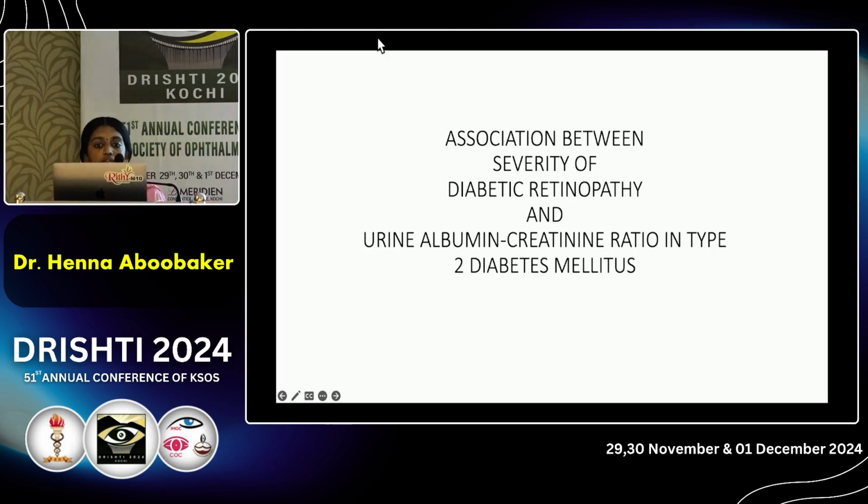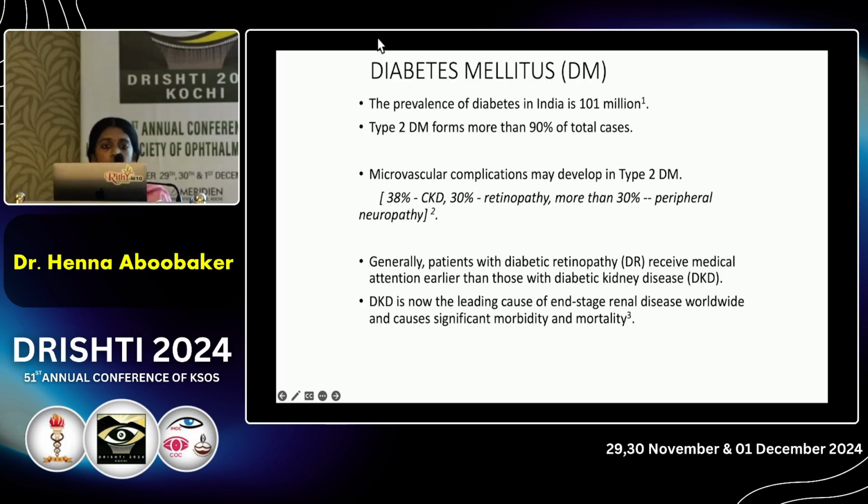Good afternoon. My topic of presentation is association between severity of diabetic retinopathy and urine albumin creatinine ratio in type 2 diabetes mellitus. The prevalence of diabetes in India is 101 million, and type 2 diabetes forms more than 90% of the total cases. Microvascular complications may develop in 30% of the cases in type 2 diabetes. Generally, patients with diabetic retinopathy receive medical attention earlier than those with diabetic kidney disease. DKD is now the leading cause of end-stage renal disease worldwide and causes significant morbidity and mortality.